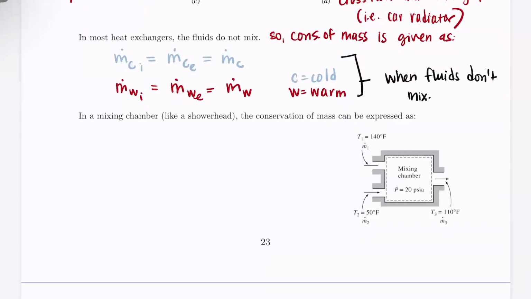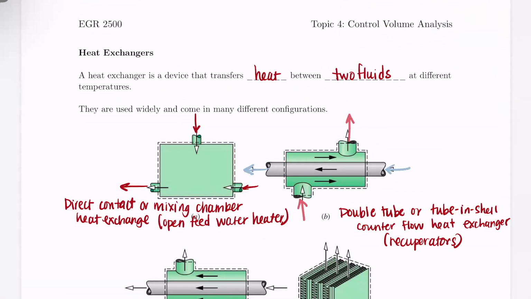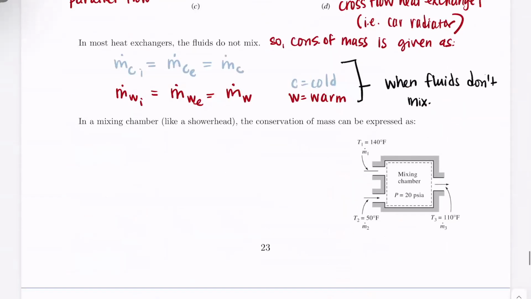So when you have a mixing chamber heat exchanger, like is shown in the top one to the left here, and this is also how a shower head exchanges heat, the conservation of mass is a little bit different. So that is going to look like the following. So we have dm dot cv dt is equal to the sum of the mass flow rates in minus the sum of the mass flow rates out. We're still assuming that this is steady, so we can get rid of this.